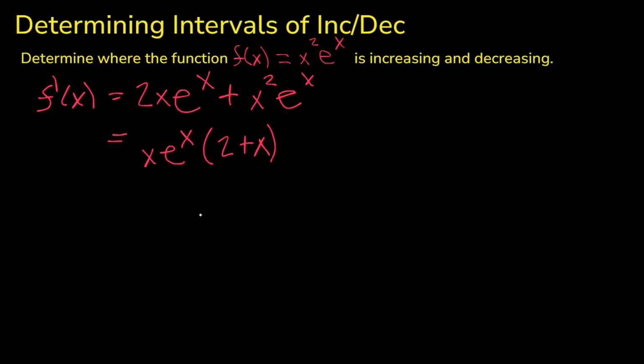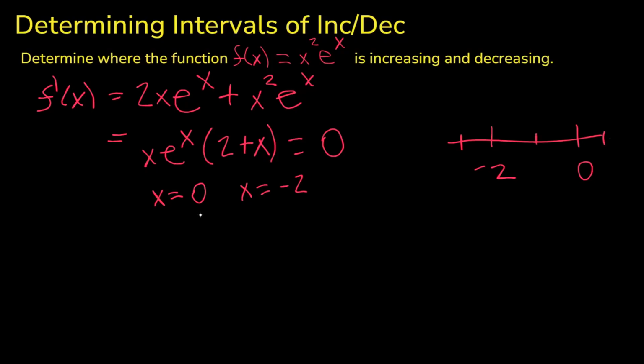So the critical numbers that we're talking about in this problem are values that make the derivative 0 or undefined. That would be at x equals 0 and x equals -2. There are no values that make the derivative undefined. So there are going to be 2 breakpoints in our number line, namely at -2 and at 0. Then we pick a number before, between, and after and test it in the first derivative.